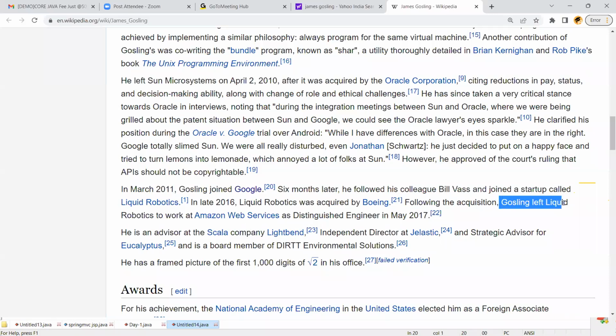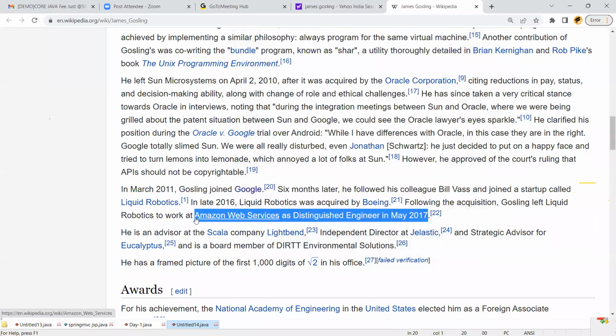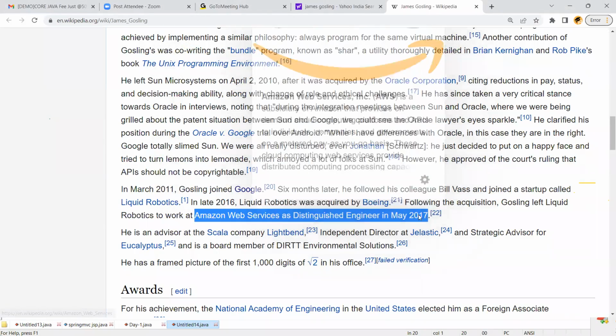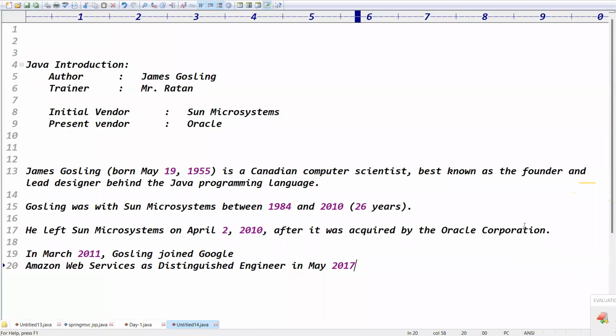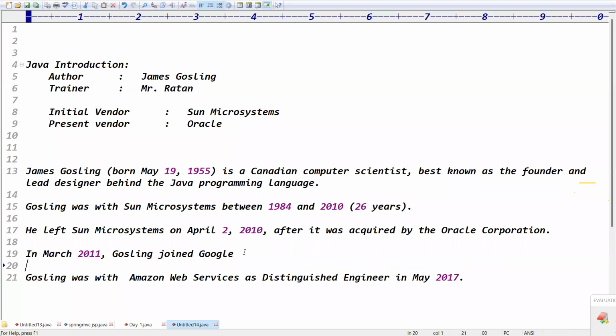James Gosling left Liquid Robotics to work at Amazon Web Services as a distinguished engineer in May 2017. He joined Amazon Web Services, AWS, an Amazon company, in 2017. Now he's working for Amazon Corporation, right? Now he's working for Amazon Web Services, AWS. Exactly. This is good information about James Gosling.